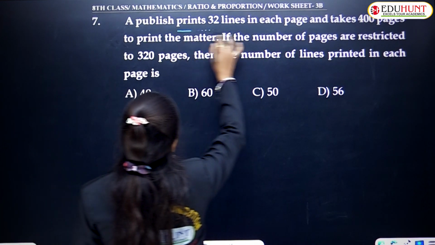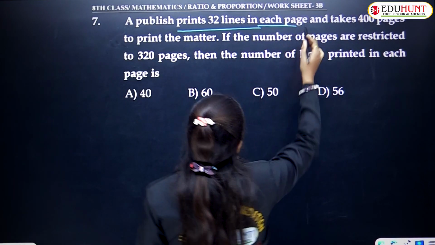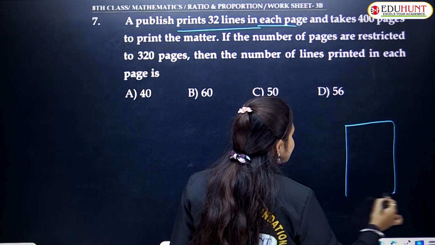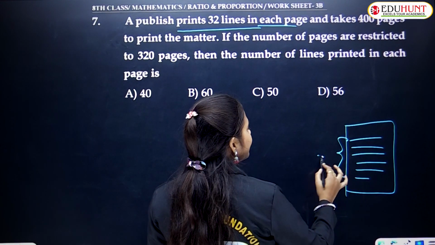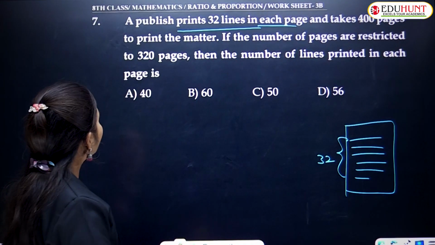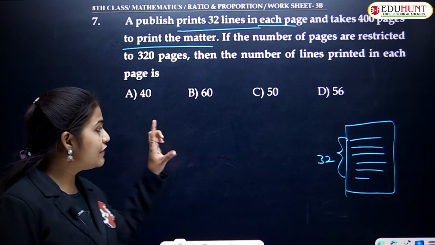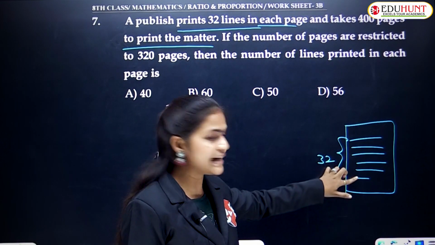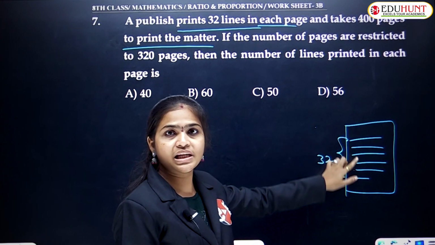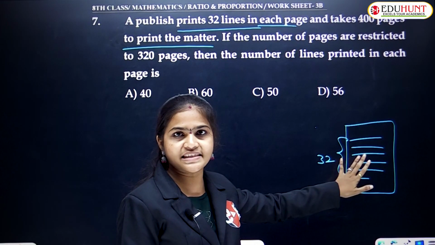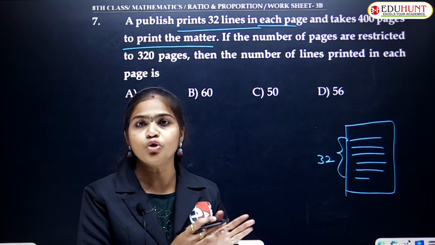A publisher prints 32 lines in each page. So in one of the books, one page contains how many lines? 32 lines are there. So the number of lines is 32, and it takes 400 pages to print the matter. Understand? A publisher prints 32 lines in one of the pages. Then that book is completed. It takes 400 pages to complete the total matter.